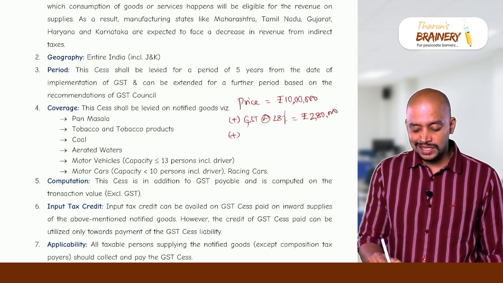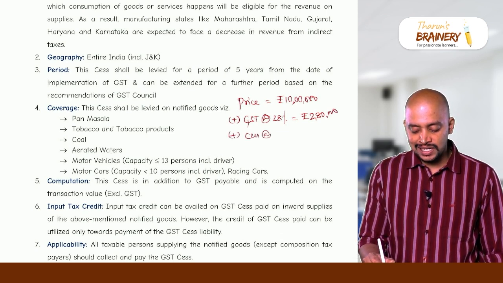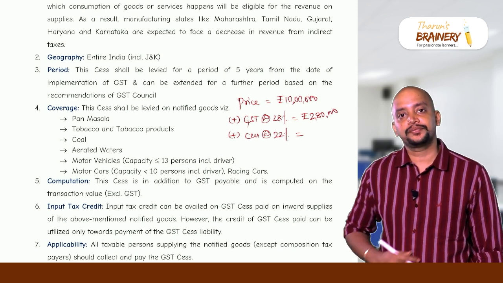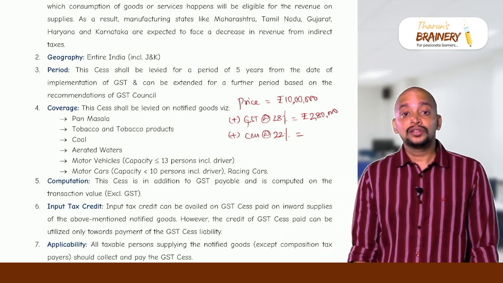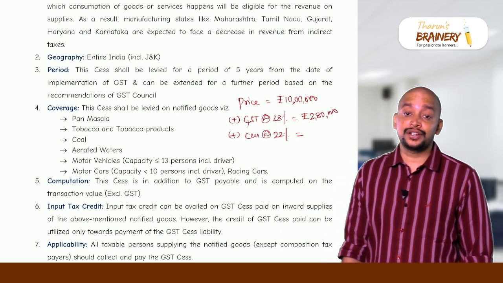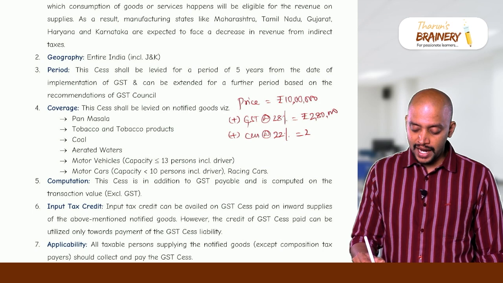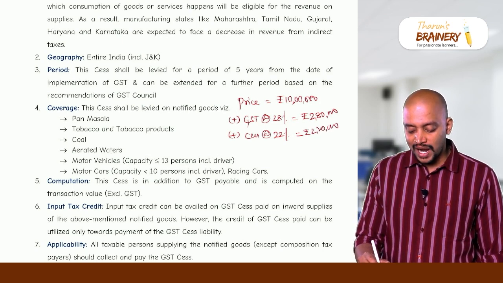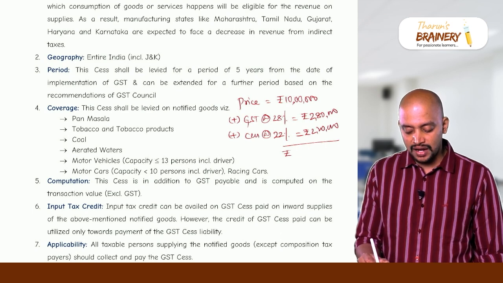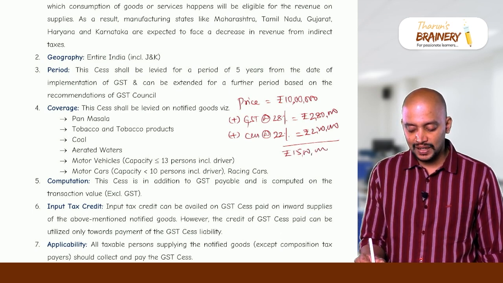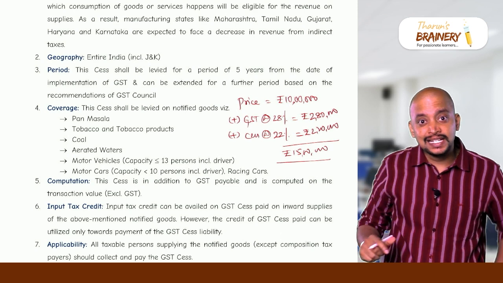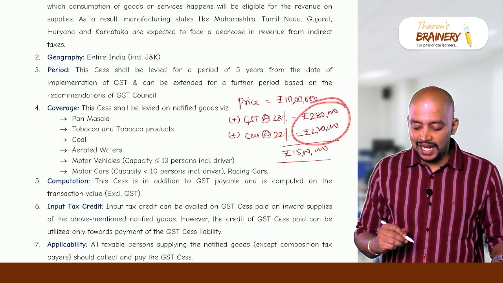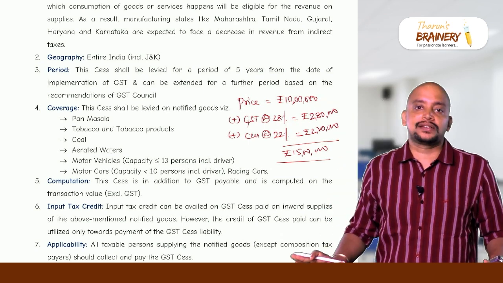Then compensation cess is there. Compensation cess is how much? On SUVs, the compensation cess is 22%. 22% means 2,20,000. Now, what happens to the price of the car? The price of the car went to 15 lakhs. Okay. In this 15 lakhs, that 5 lakhs is purely because of tax. This entire 5 lakhs is purely because of the tax.